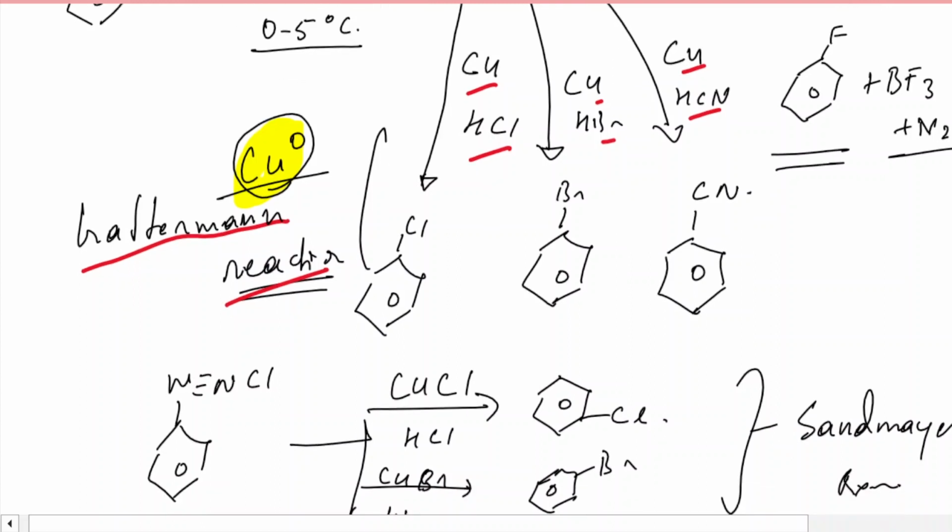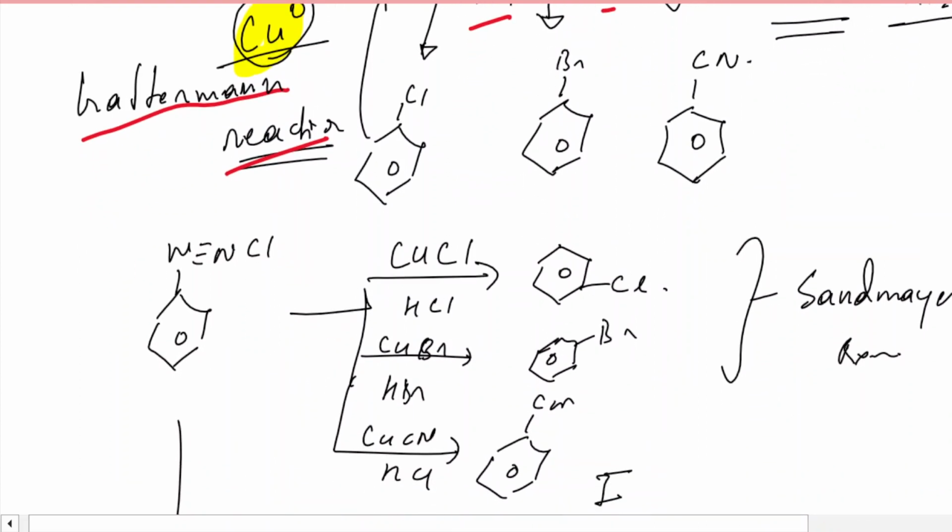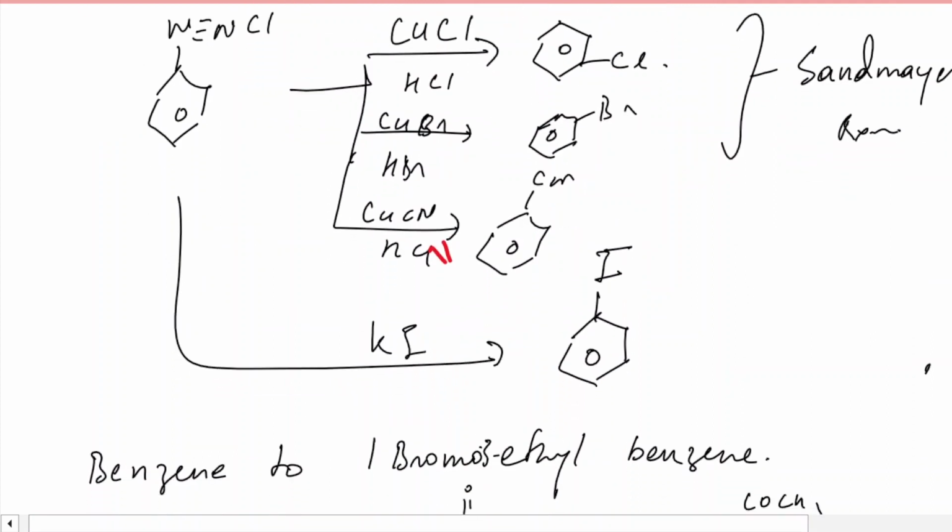And if we use it in the +1 oxidation state, this reaction is known as Sandmeyer reaction. The same products will be formed. CuCl in the presence of HCl yields chlorobenzene. CuBr in the presence of HBr yields bromobenzene. CuCN in the presence of HCN yields cyanobenzene. Okay, if it is reacted with KI, then it yields iodobenzene.